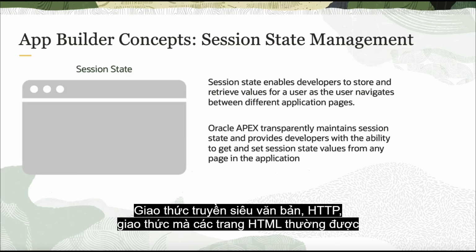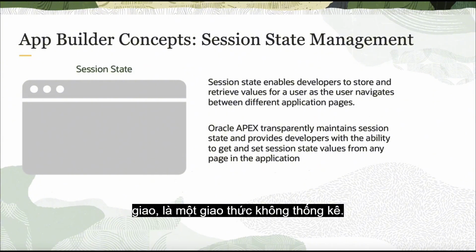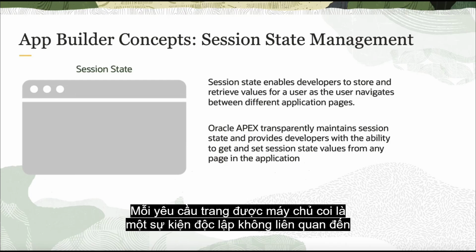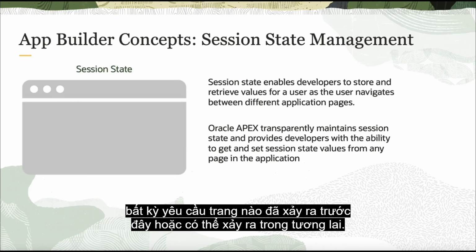Hypertext Transfer Protocol (HTTP), the protocol over which HTML pages are most often delivered, is a stateless protocol. A web browser is only connected to the server for as long as it takes to download a complete page. Each page request is treated by the server as an independent event unrelated to any page requests that happened previously or that may occur in the future.